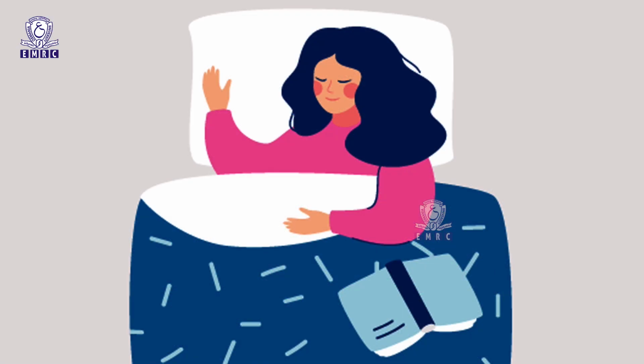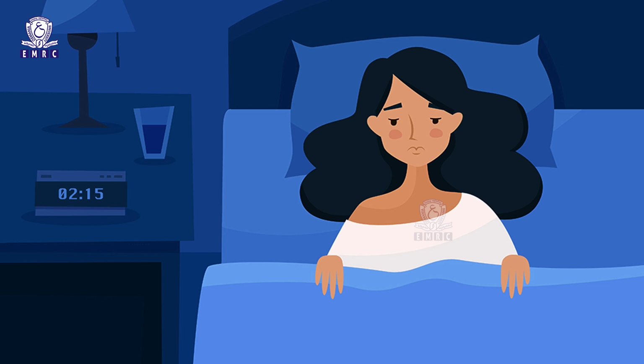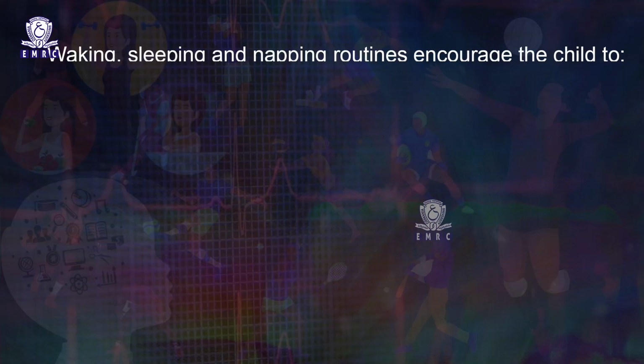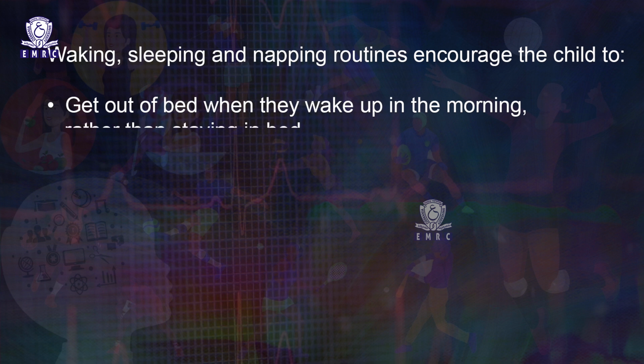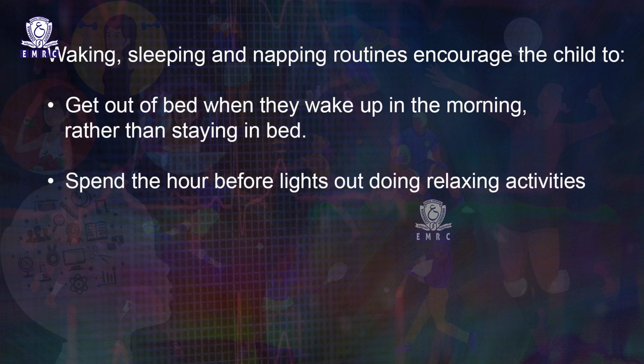Good daytime habits can help teenagers get the sleep they need, especially as they get towards the later teen years. These habits can also help children avoid or sort out any sleep problems that come up. Waking, sleeping and napping routines. Encouraging the child to 1. Get out of bed when they wake up in the morning rather than staying in bed.